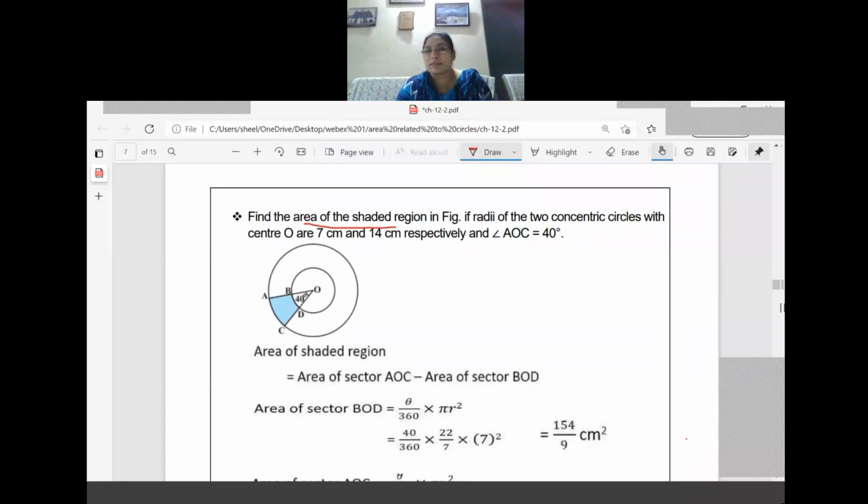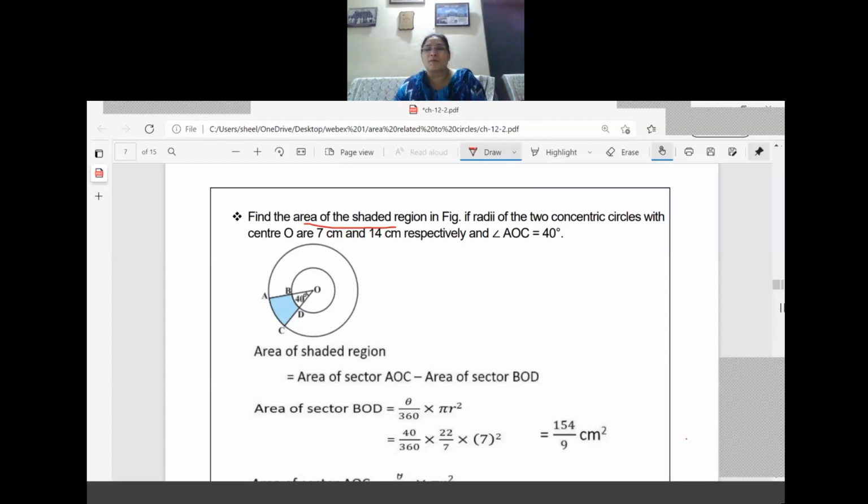What is the central angle? Central angle also given here. Angle AOC equal to 40 degree. So area of the shaded region means area of the sector AOC, that is the bigger one, minus area of the sector BOD. Unshaded portion, if you check, it is BOD only. That should be subtracted from the bigger sector, which is AOC. So for getting area of the shaded region, we should calculate two sectors, one is AOC, another one is BOD. Then we have to do the subtraction, right?